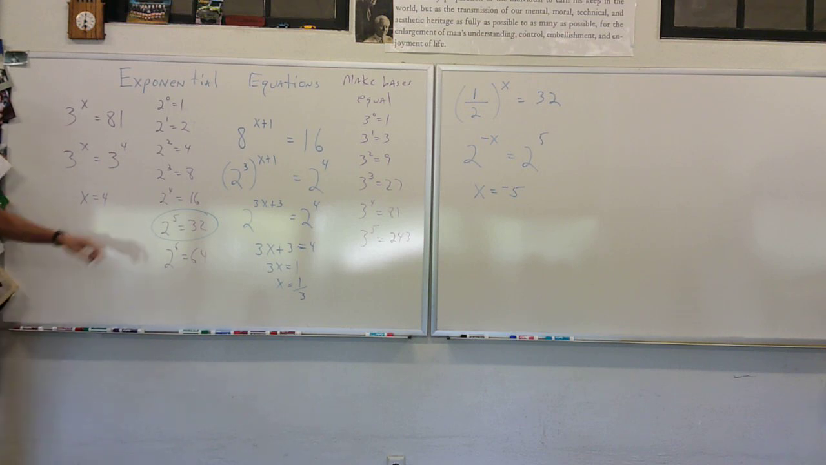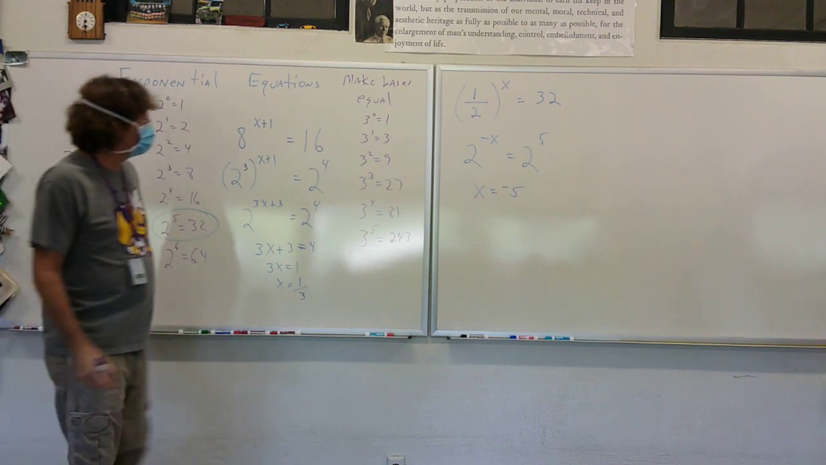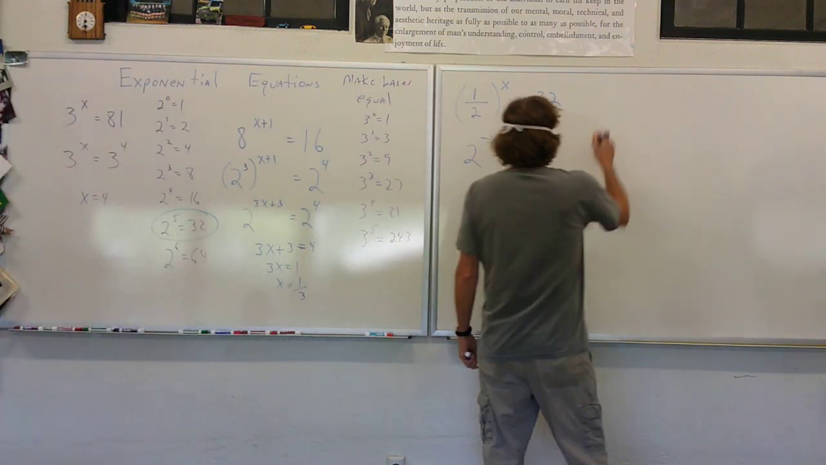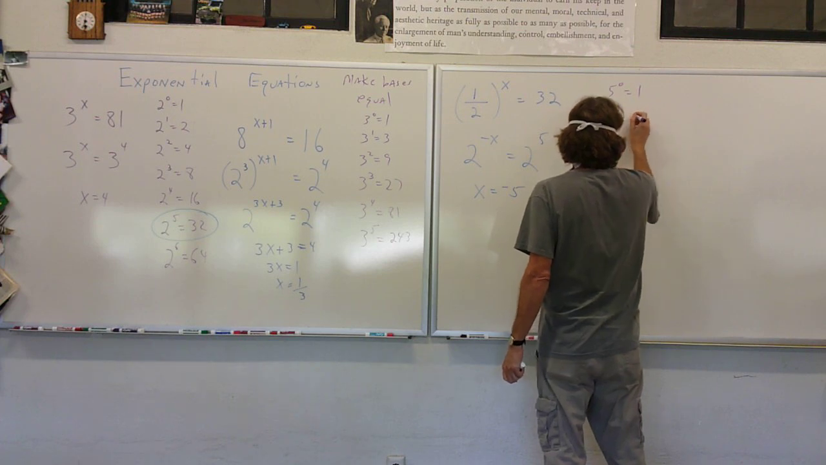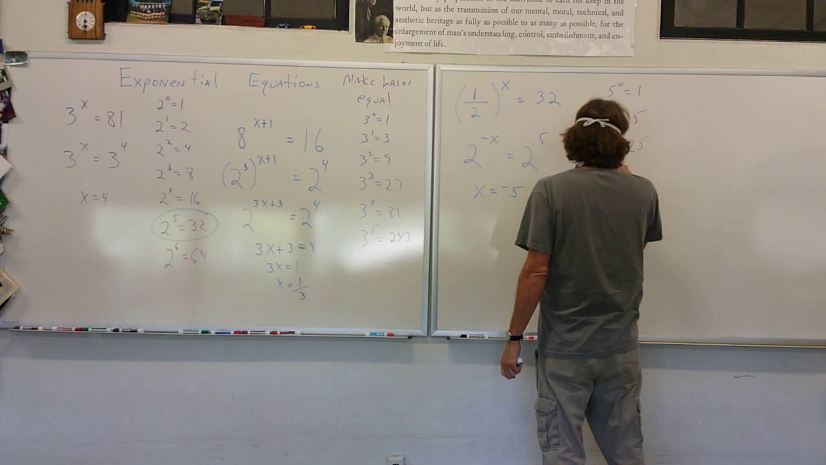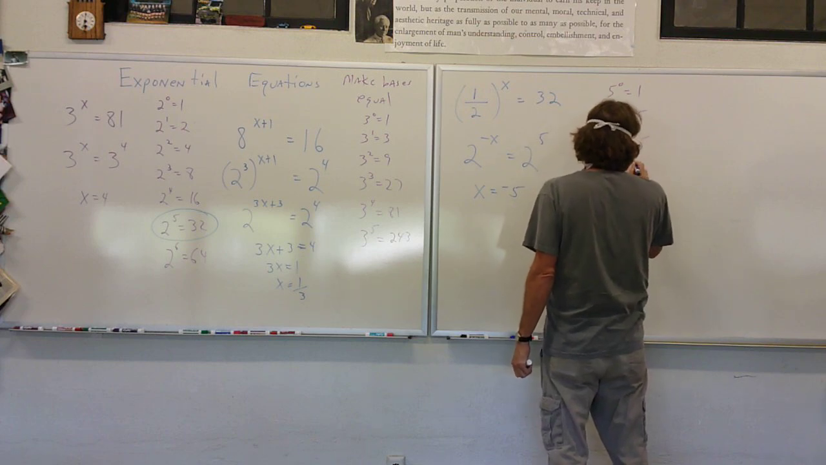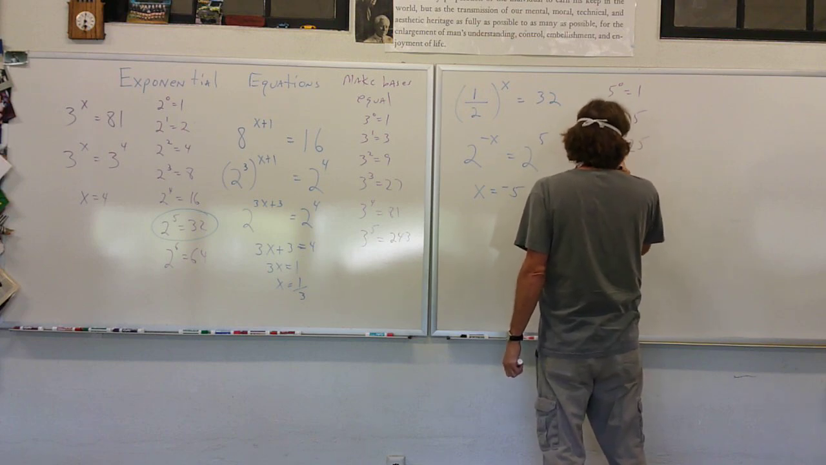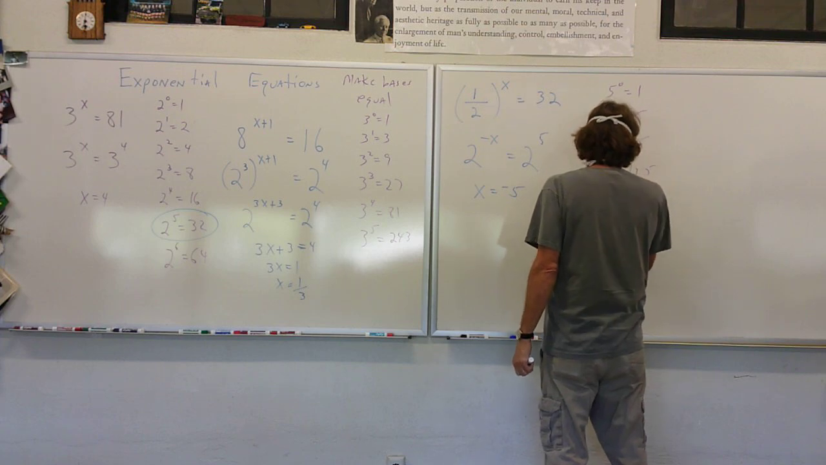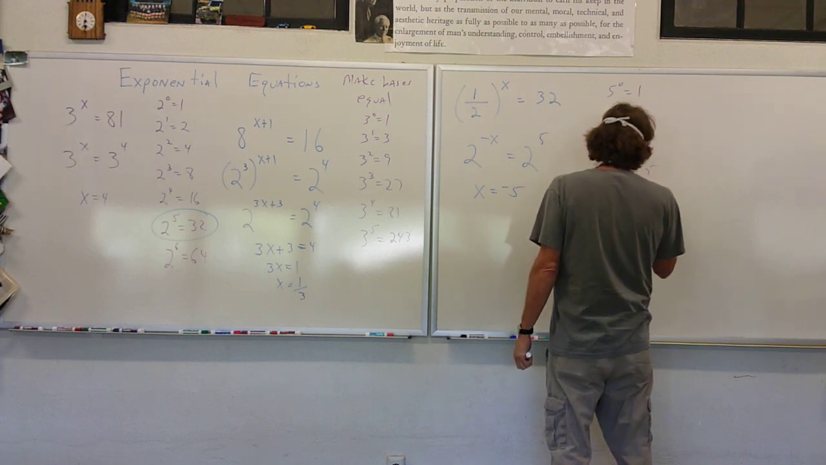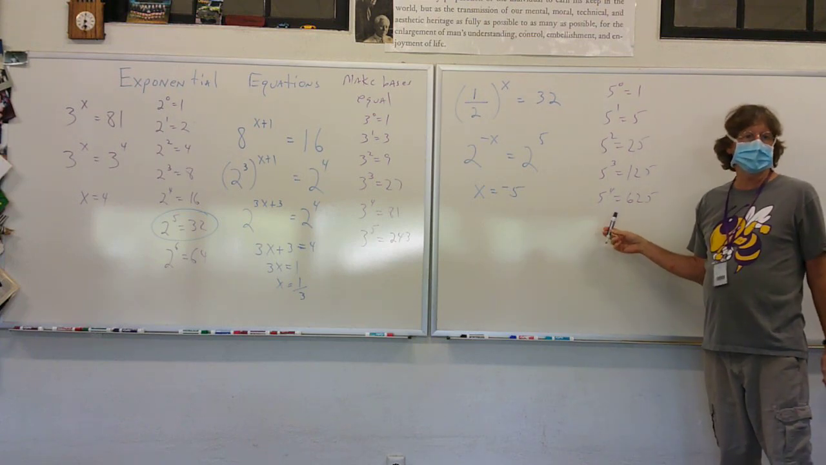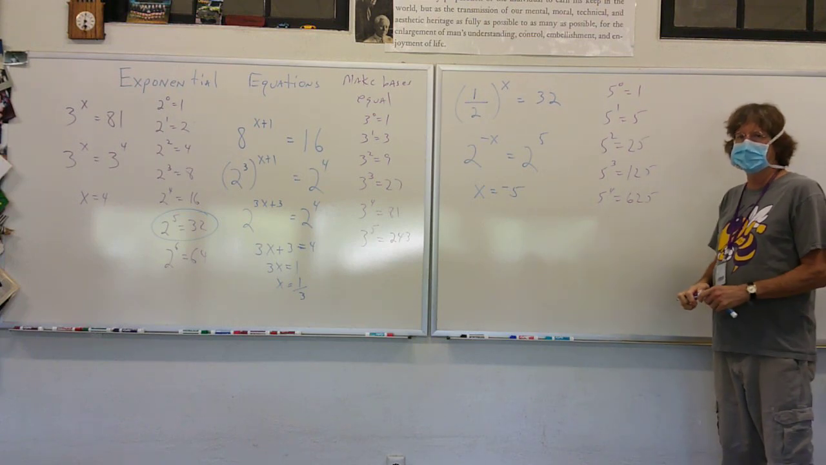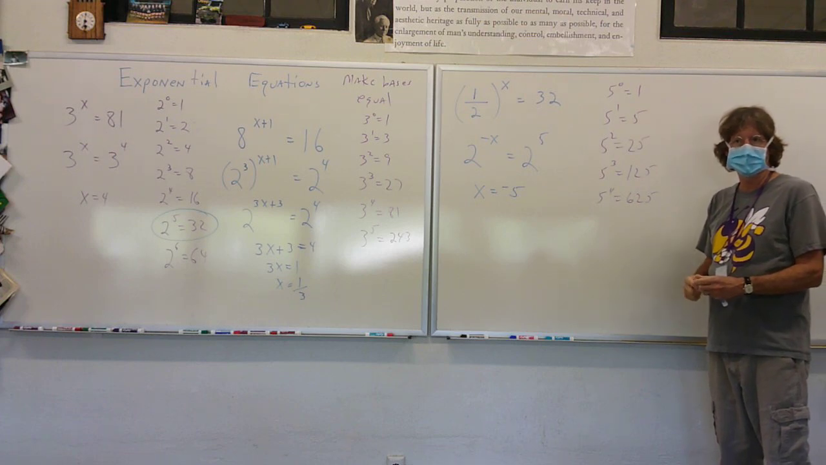Okay? And if you do your 5s, 5 to the 0 is 1, 5 to the first is 5, 5 squared is 25, 5 to the third is 125, and 5 to the fourth is 625. I just know that the Sisson book uses 625 a lot. That's one he likes, so I'm going to put it up there.